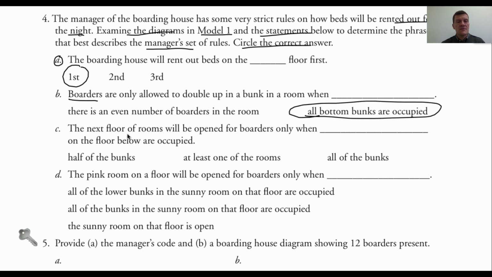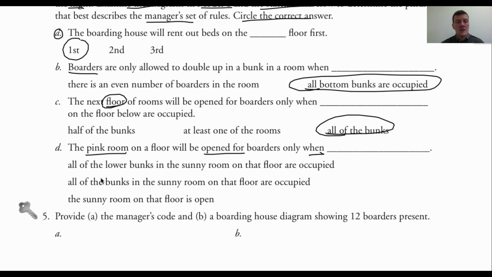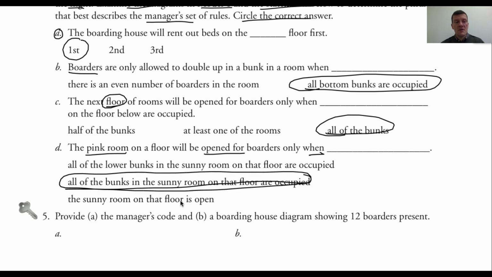Okay? The next floor of rooms will be open for boarders only when all of the bunks on the floor below are occupied. So everything has to be occupied in the floor below before you move up to an upper floor. The pink room will be open for boarders only when all of the bunks in the sunny room are occupied. You're going to fill the sunny room first and then move over to the pink room.